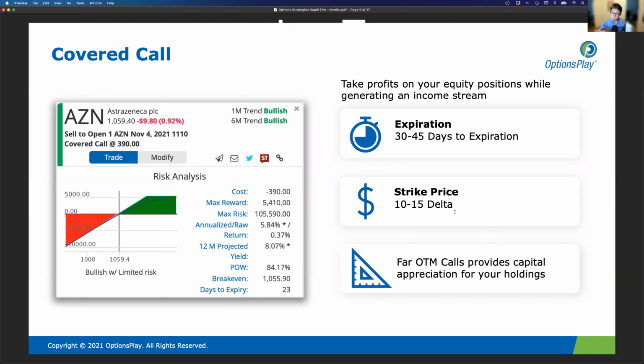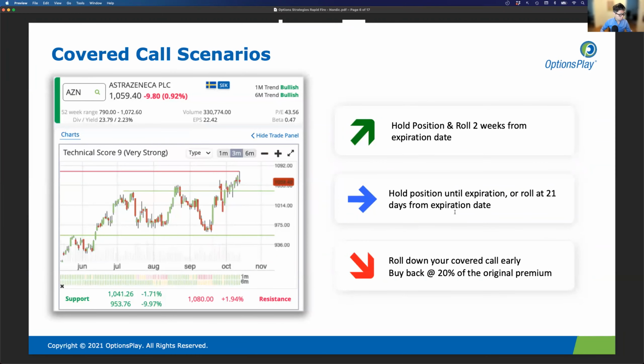So I'm going to spend a little bit more time on the beginner strategies because these are the ones that you're most likely going to trade, right? As we get to the more advanced ones, I'll go through them a little quicker. And what I'll talk a little quickly about is a covered call scenario, meaning once you've sold the covered call, what do you do? Generally speaking, once you've sold the covered call, the stock can either rise, move sideways, or decline.